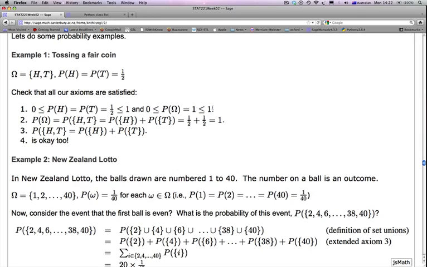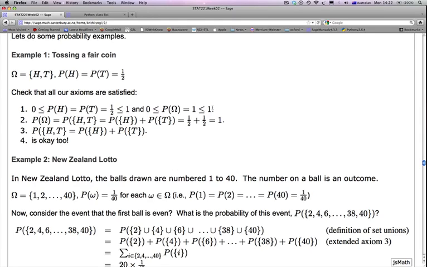Here the sample space, capital Omega, is {H, T}, and the probability that the coin lands heads, P of H, is the same as the probability that it will land tails, P of T, and it is 1/2. So it's a fair coin. Now let's check that all our axioms are satisfied.